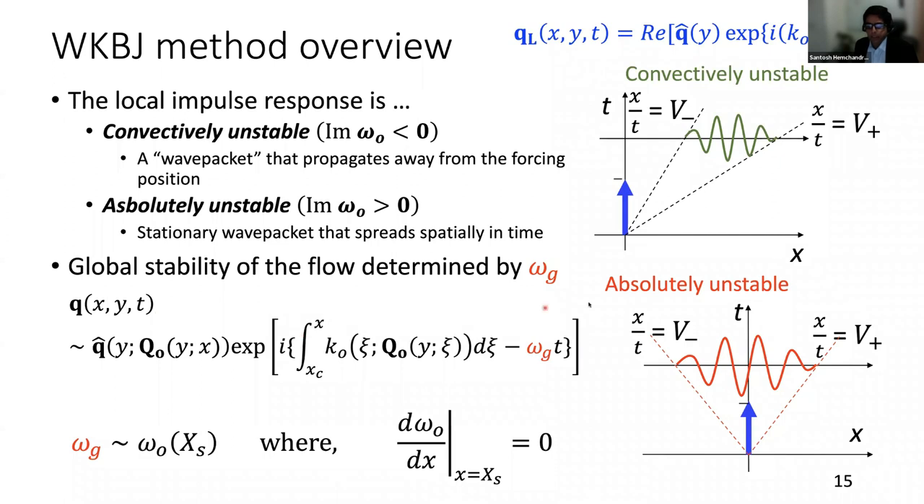If you do this at every location, you now have omega naught as a function of x, corresponding to the streamwise velocity profile at each location. It turns out from the mathematics of constructing the solution that omega g, in other words the oscillation frequency associated with the global non-parallel flow instability, can be determined from the analytic continuation of omega naught onto the complex plane using this approach. Now, it's not really important to remember all of this, but it is important to know that if you have a large number of profiles that are absolutely unstable in a given non-parallel flow, you can get self-excited flow.